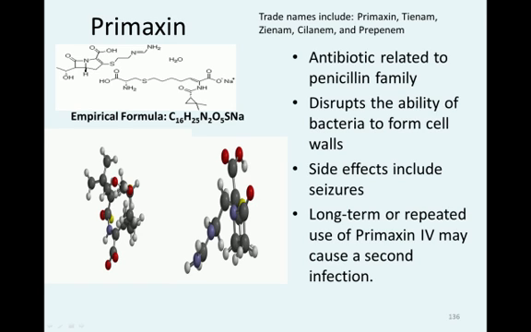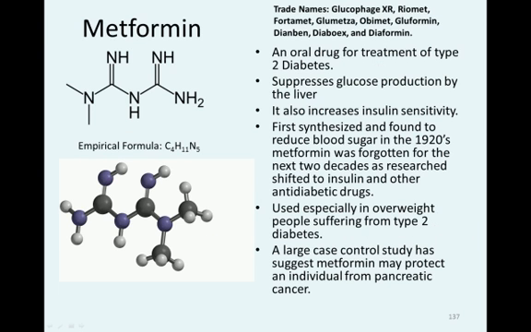Primaxin is an antibiotic related to the penicillin family. It disrupts the ability of bacteria to form cell walls. Both of the structures of Primaxin consist of several functional groups while also exhibiting polarity.